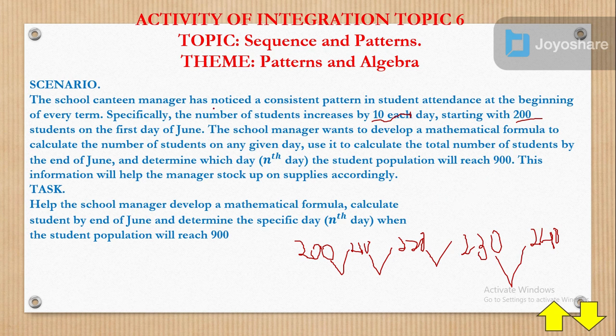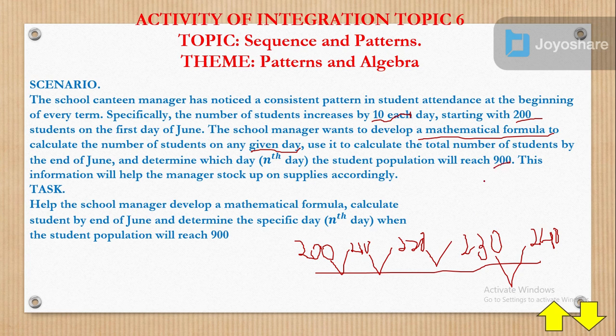So, specifically, the number of students increased by 10 each day. The school manager wants to develop a mathematical formula. Of course, under the topic of sequences, we have that part of generating a formula for a sequence, and I guess that's what we'll need, to calculate the number of students on any given day, use it to calculate the total number of students by the end of June, and determine which day, the nth day, the student population will reach 900. So they want us to determine which day the student population will reach 900.